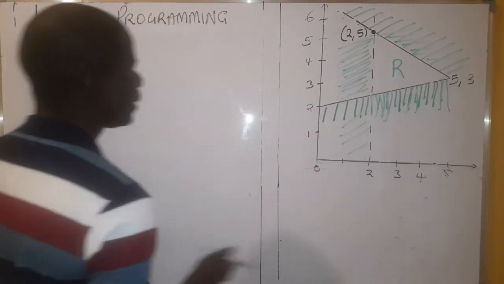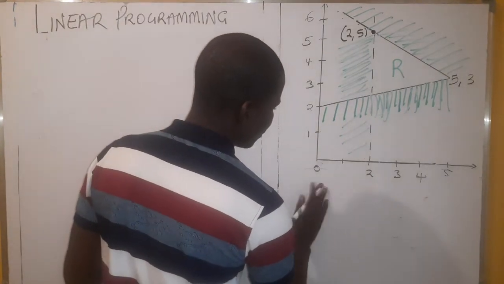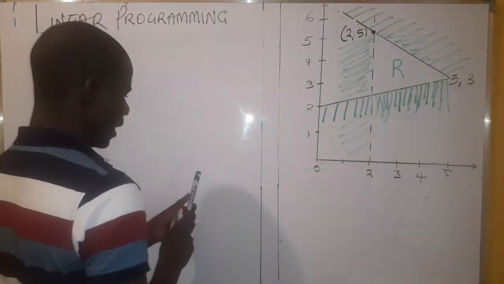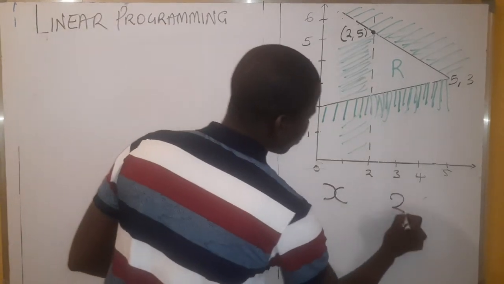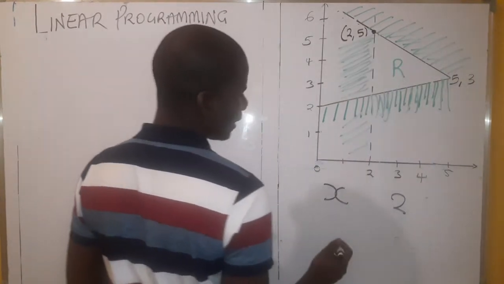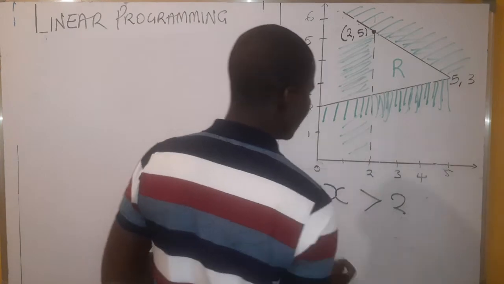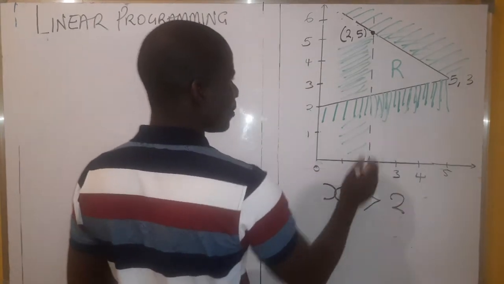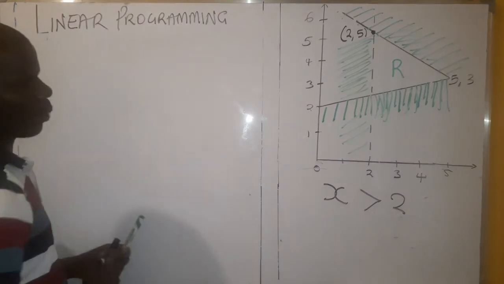So we're going to start with, what is that? I'll write it here. We are dealing with x and 2. Which region do we want? The region that is greater. x is greater. This region. We just put greater because the line is broken, it's dotted. That is the first one.